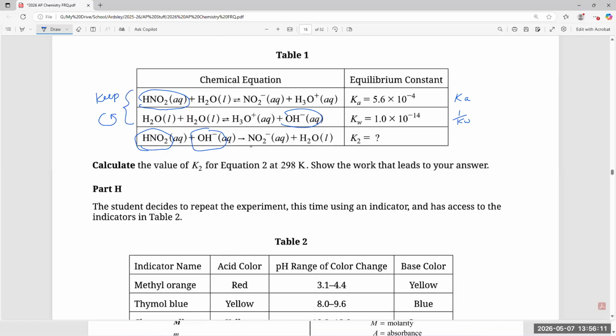And what do we know about adding equations? If you're adding equilibrium equations, what happens to the equilibrium constant? They are multiplicative, right? So that means K2 is going to be Ka times 1 over Kw. All right, that's it. It's that easy. So let's go figure this out.